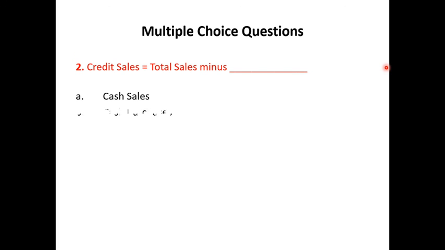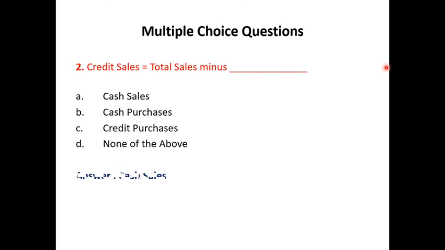Next, multiple choice questions. The first one: average stock is equal to opening stock plus closing stock divided by dash. Options available are 1, 2, 3, 4. The correct answer is 2. Next, second question: credit sales is equal to total sales minus dash. Options are cash sales, cash purchases, credit purchases and none of the above. The correct answer is cash sales.